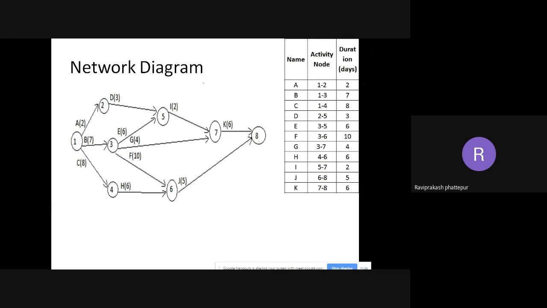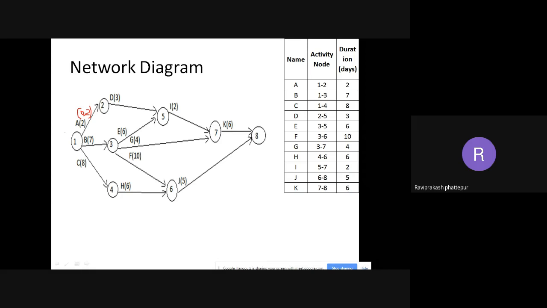If you see activity A, what is the start time for activity A? It is always 0. It will start at time 0. And what is the time duration it requires? It is written in the bracket, 2. So 0 comma 2 is the start and end time for A in the forward pass. Always remember it will be written on top of the arrow.